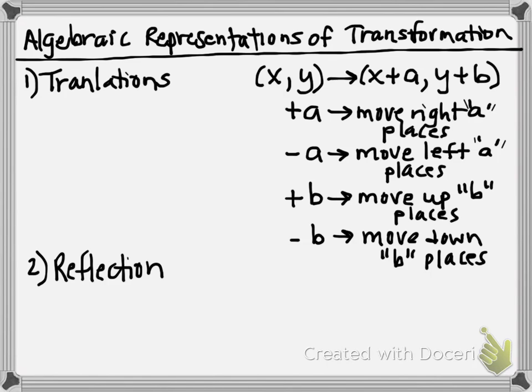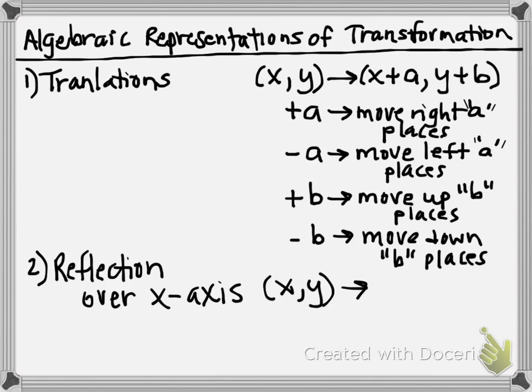The next transformation is a reflection. And we have two different possible reflections. Actually, there's more than two, but the two that we're going to focus in on. All right, so the two types of reflections that we're focusing in on: one is over the x-axis, which would be the first one. And the best way to remember what to do on this one is look at it.